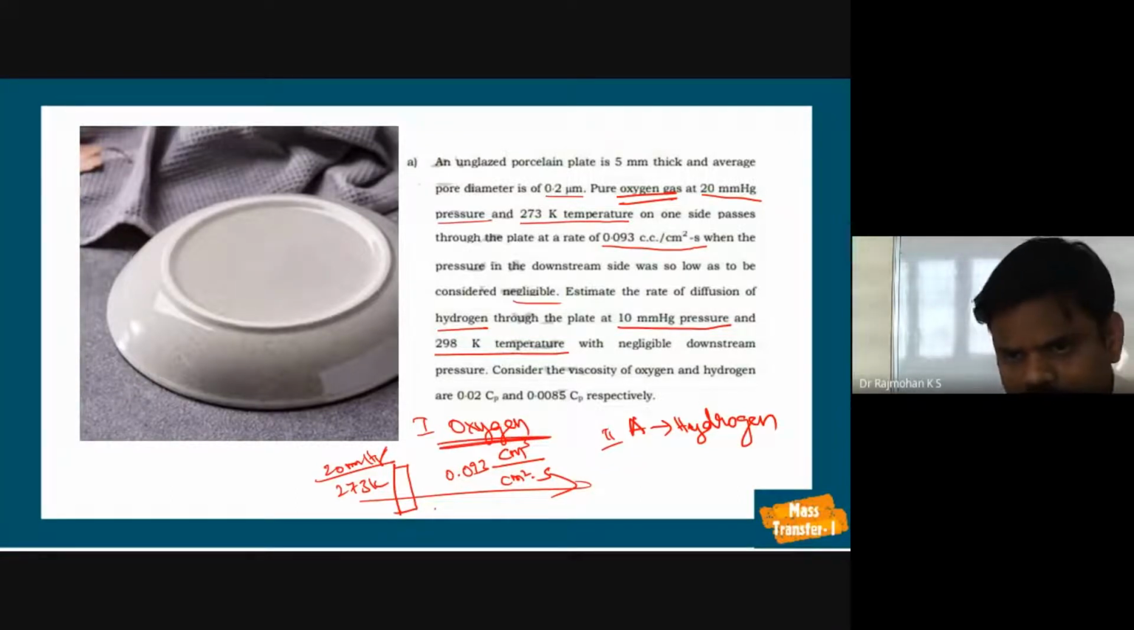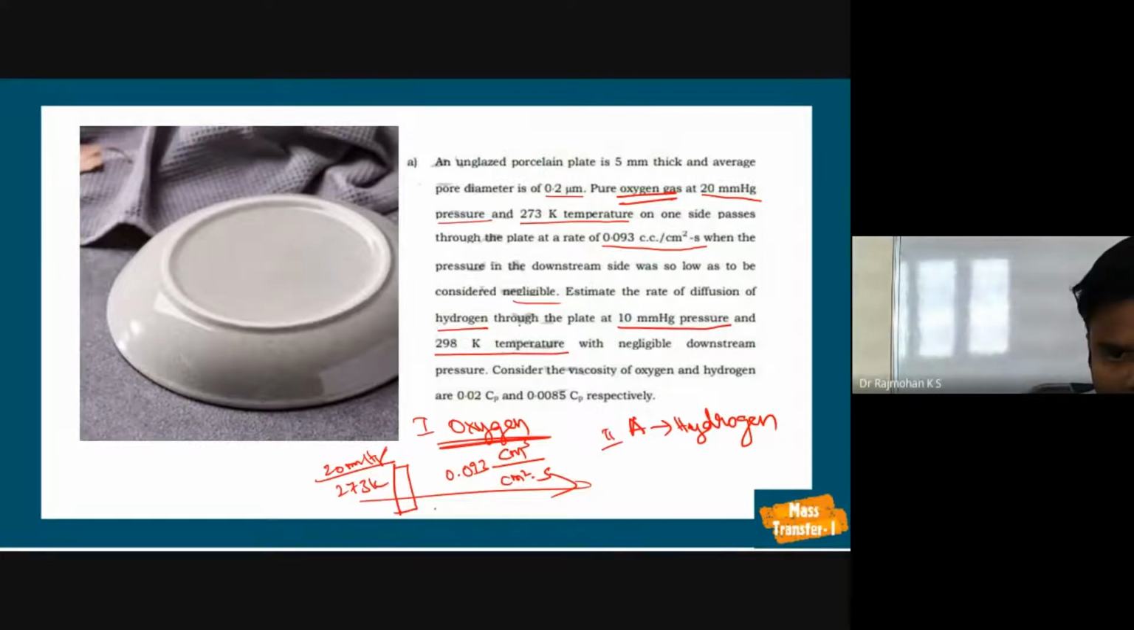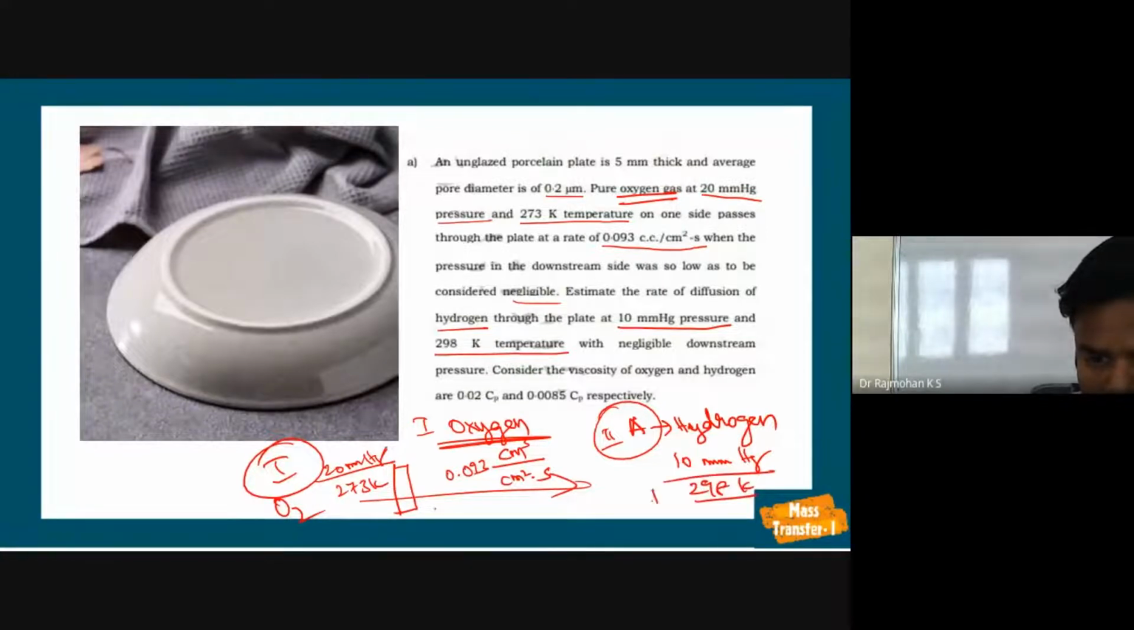Estimate the rate of diffusion of hydrogen through the plate at 10 mm mercury pressure and 298 Kelvin with negligible downstream pressure. So in the second case your partial pressure is 10 mm mercury. For the first case, that is for oxygen, this is the case. For the second case it is 10 mm mercury and 298 Kelvin. You see, temperature and pressure are different for the second case.